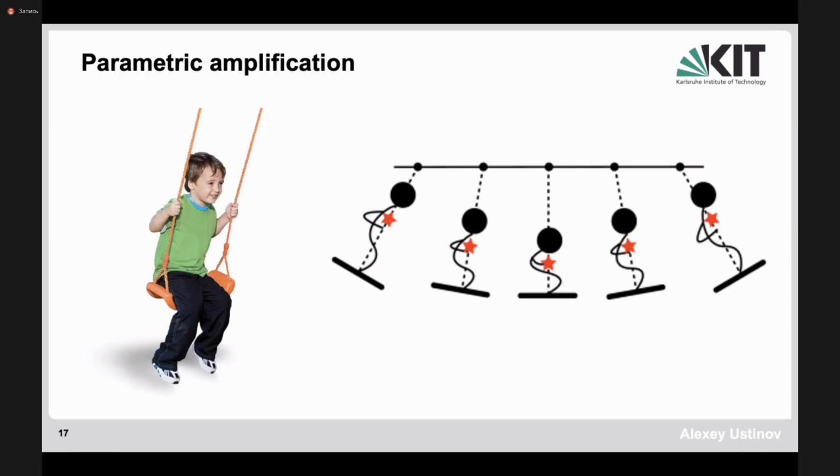If you sit on a swing and you decide to increase the amplitude of oscillations, you move your legs such that there is twice the change of the position of your center of gravity per period of the oscillations. The parametric oscillation here is that you change the length of the pendulum, and if you do it twice per period of oscillations, then you can pump energy into the pendulum.